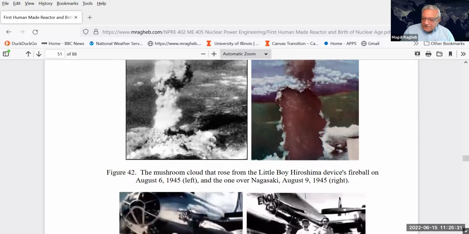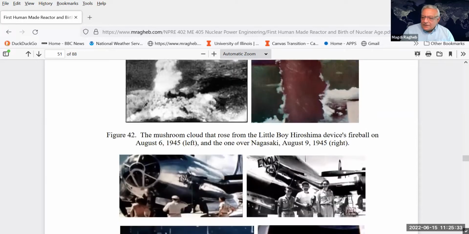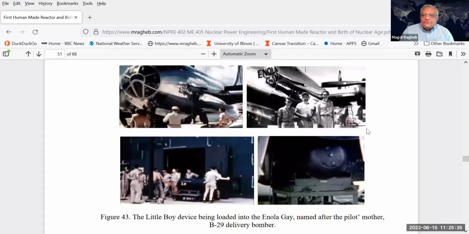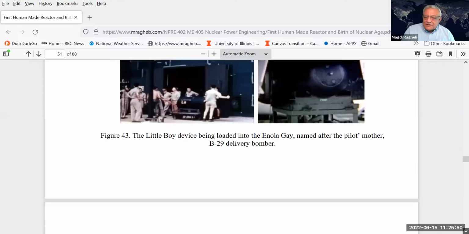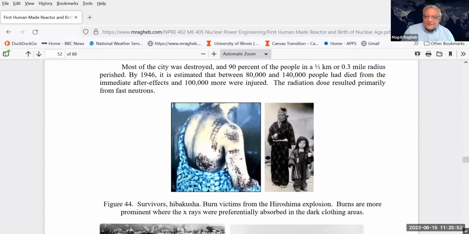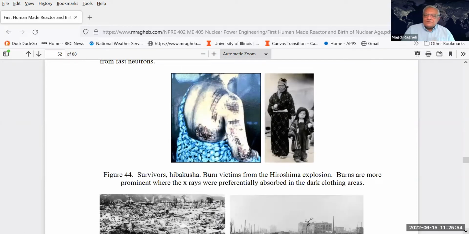One of them, I think, is at the Smithsonian in Washington, D.C. If you can see here on the plane, the B-29 that dropped the Hiroshima bomb, shown here being loaded on the plane, it's called the Enola Gay. And the Boxcar was the one that was used for the Nagasaki device.